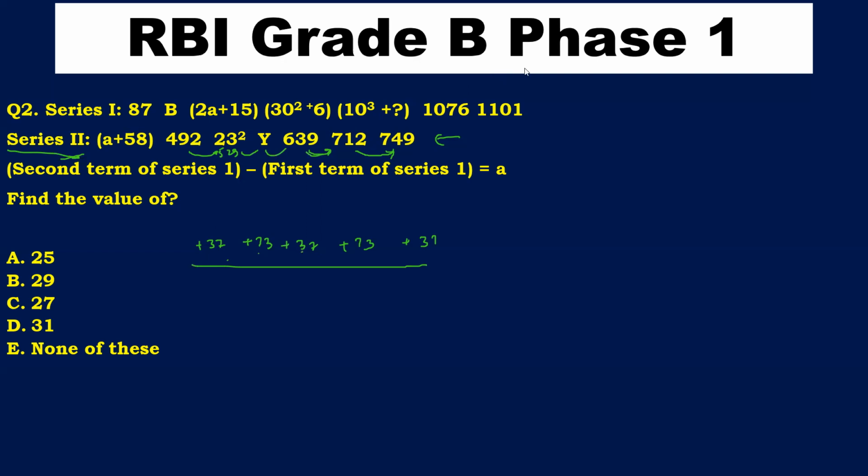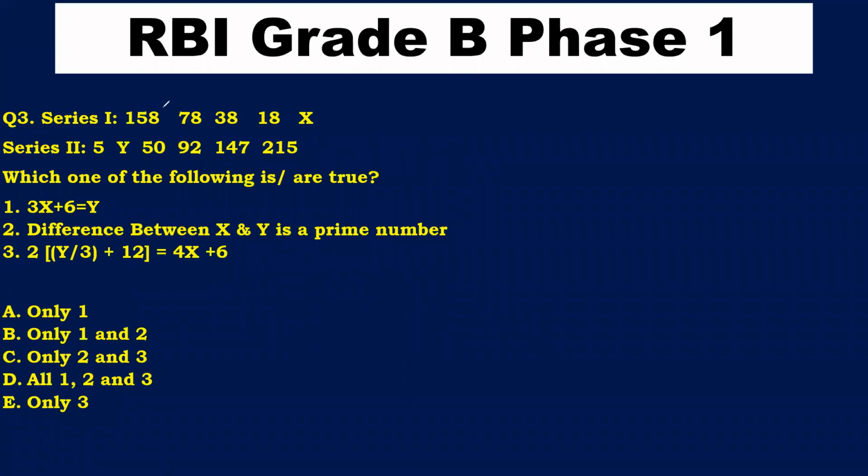Let's see the next question. Here if you see 158, 78, the difference is 80. Here the difference is 40. Here the difference is 20. Now the difference should be 10. That means the next number should be 8. So the value of x is 8.